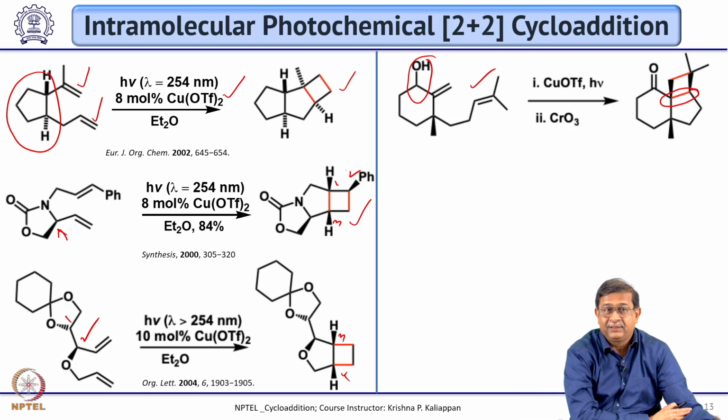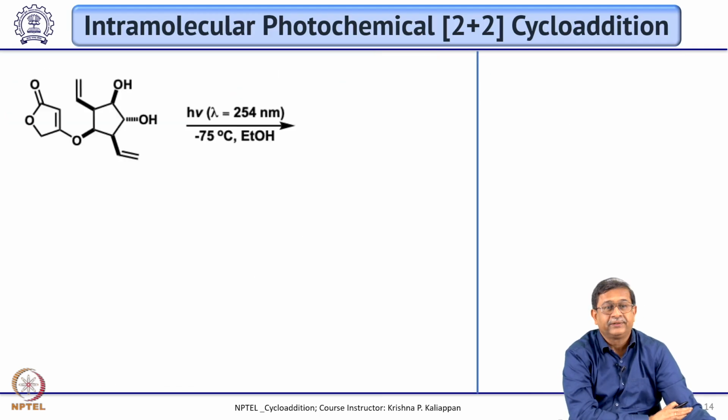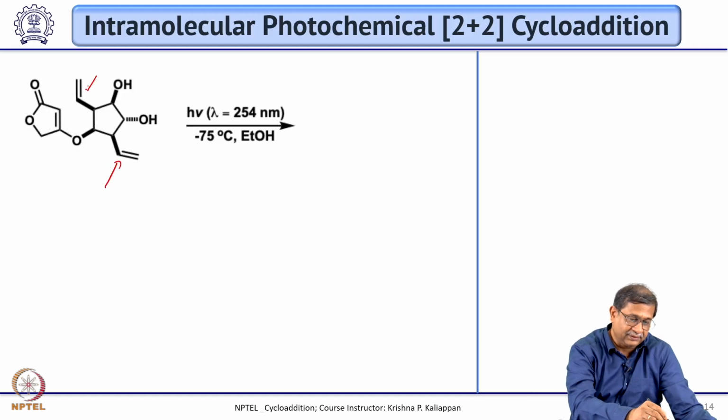So, this is very important. Intramolecular photochemistry, having an existing chiral center, can direct the 2+2 cycloaddition to go stereospecifically to get one isomer. So, here is another example. You can see there are 2 alkenes, so it does not matter.